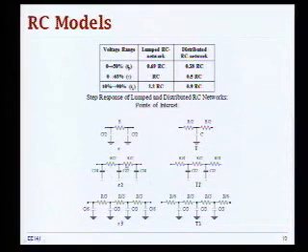And now you can do more precise models by putting together two pi models. You get pi 2 models. So now you have a finer granularity in your RC equivalent network. And you can go even further and do pi 3 and T3 models.